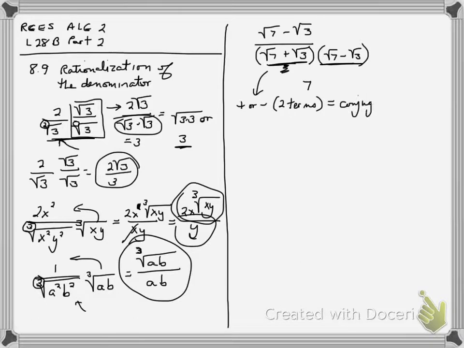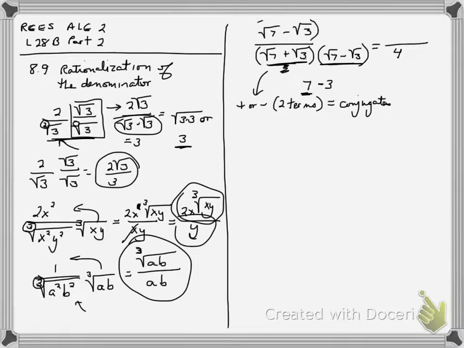So the first term is going to be square root of 7 times square root of 7, or 7. And the middle terms drop out. We're doing FOIL. And the last term would be the square root of 3 times the square root of 3 with a minus sign, right? Because it's a positive and a negative. So positive square root of 3 times negative square root of 3. So that would be minus 3. So the denominator will equal 4. What will the numerator equal?